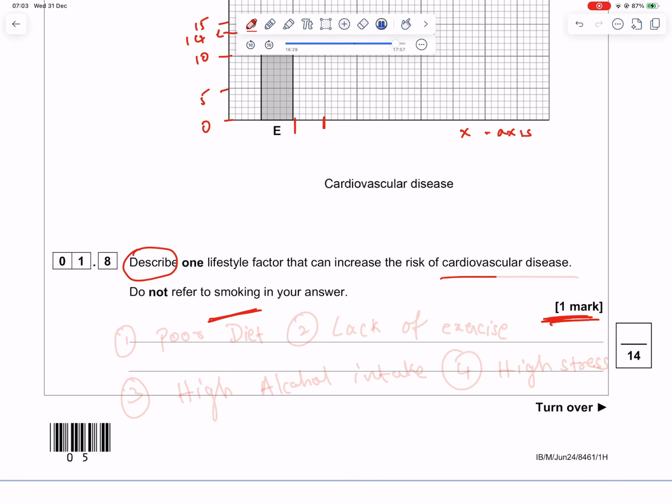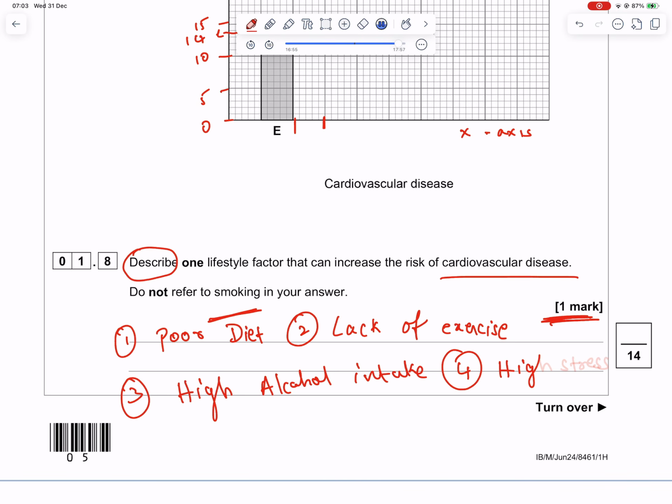Now, this is specifically for cardiovascular disease. 1 is poor diet. 2, lack of exercise or sedentary lifestyle. High alcohol intake. And high stress levels. So these are the ones apart from smoking.